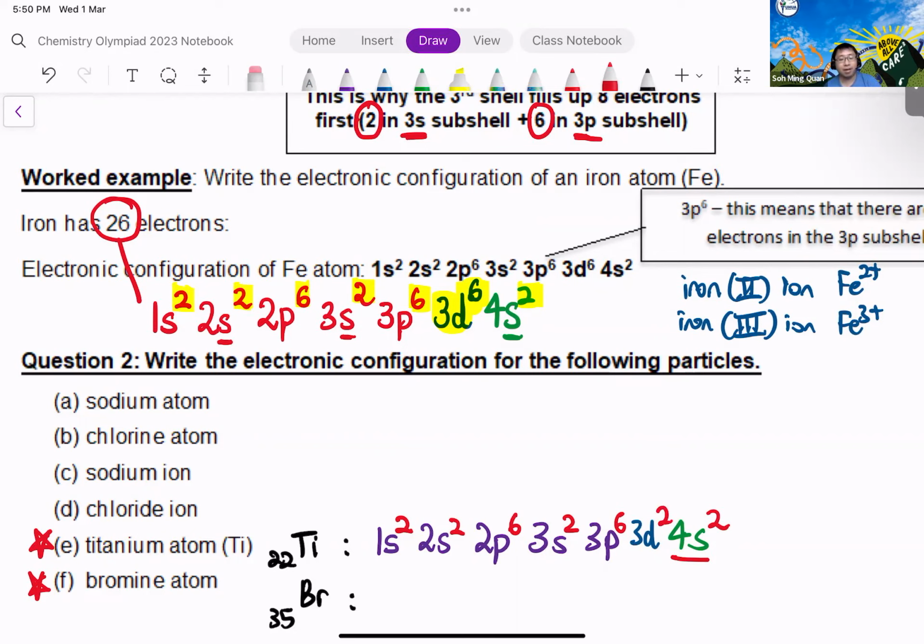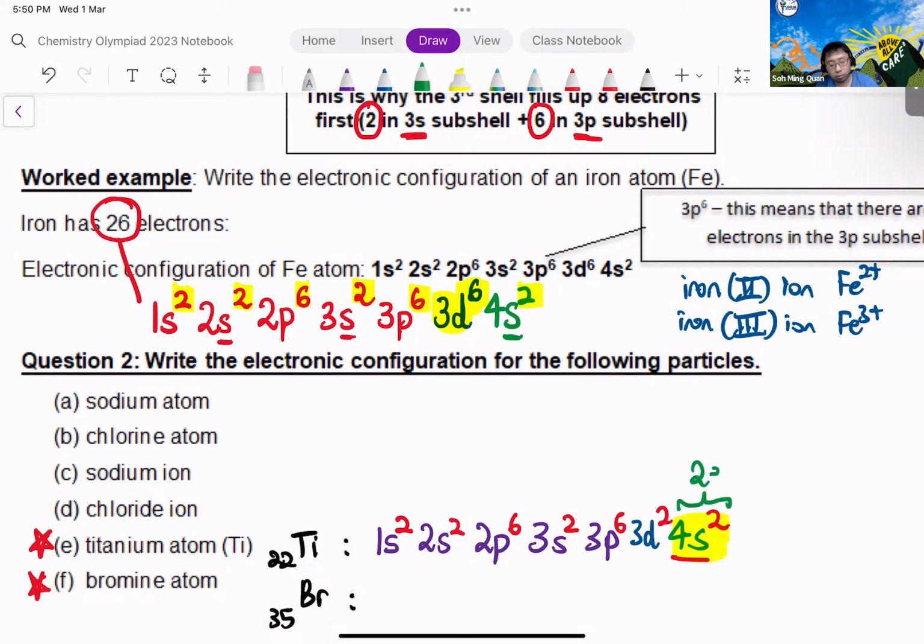Okay? Now, this is important. When you learn chemistry, don't just learn things one by one. Of course, you must learn how to fill out the electronic configuration. But I hope you know by now, things can lose and gain electrons, right? So titanium, what is titanium's valence shell? The valence shell is this one. The fourth shell is the outermost, definitely.